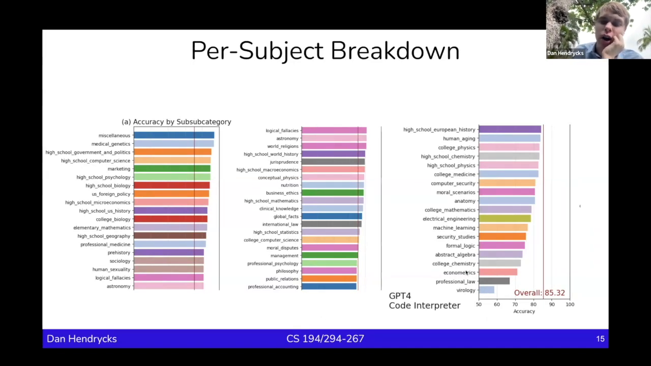Professional law, econometrics, these other sorts of STEMmy topics are harder. Professional law is still very difficult, in addition to the STEMmy stuff. So that's where the results are now. And we'll see in the summer what the overall accuracy is. Maybe it'll get 92% accuracy or so.